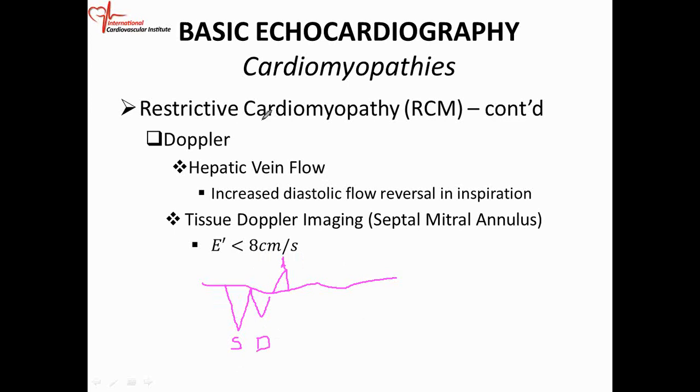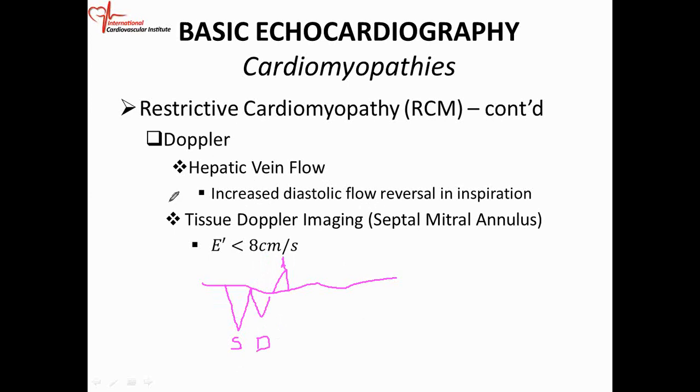So what we're saying, when you have restrictive cardiomyopathy, you're going to have a diastolic flow reversal. So the diastolic is going to be reversed. It's going to be on top. Okay, but in addition to that, it's going to increase in inspiration. That is, when you look at this diastolic flow reversal, it's going to be small in expiration, but it's going to be large in inspiration, which is the complete opposite to what you get in a constrictive pericarditis. So we'll show you that.